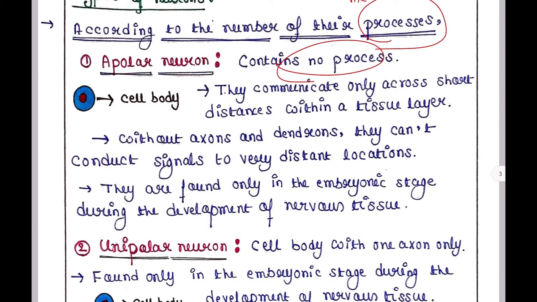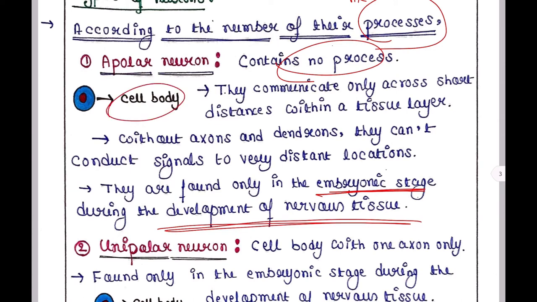So they are found only in the embryonic state during the development of nervous tissue. This apolar neuron you will get only in the embryonic stage, not in the adult stage. Here you can see that only the cell body is present. It does not contain any axon or dendron.